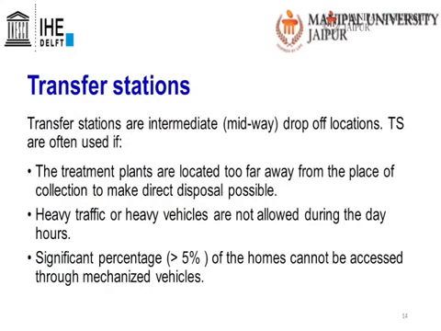Another important factor that needs to be considered for fecal sludge transportation is the location of transfer stations. Transfer stations are basically intermediate drop-off locations and are often used if the treatment plant is located too far from the place of collection to make direct disposal possible, if there is heavy traffic or heavy vehicles are not allowed during the day hours, and if a significant percentage of the homes cannot be accessed through the mechanized vehicle.